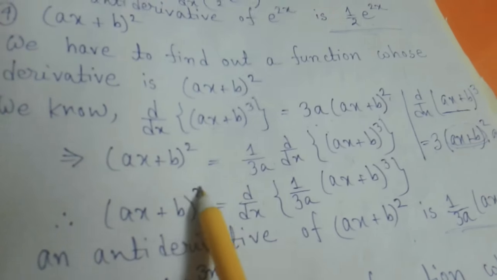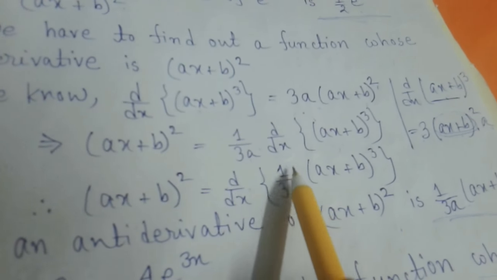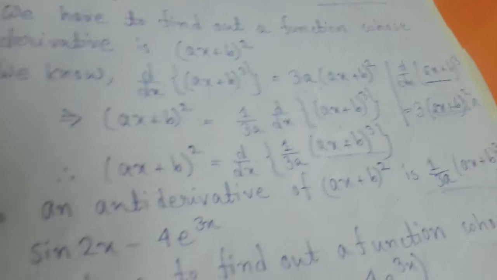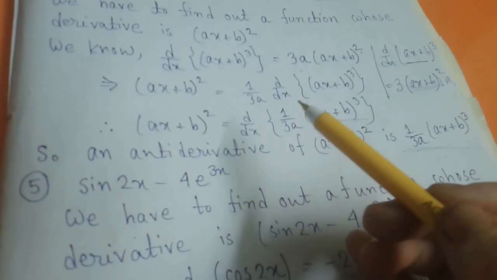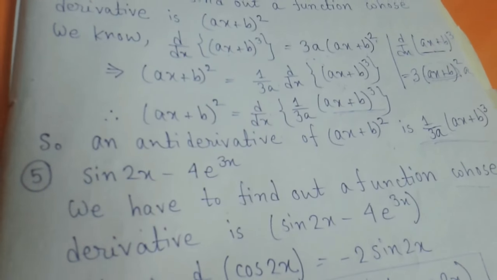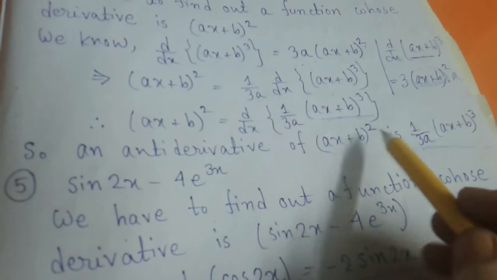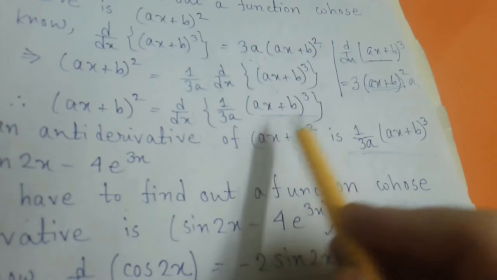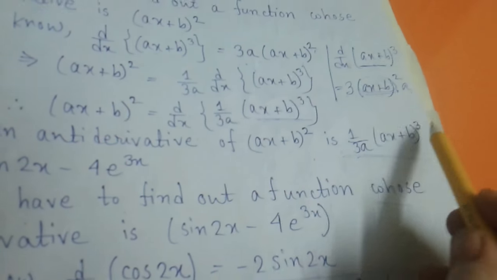that is (ax plus b) whole square equals d/dx of 1 by 3a ভেতরে নিলে 1 by 3a into (ax plus b) whole cube. So by using definition of antiderivative, we have an antiderivative of (ax plus b) whole square is 1 by 3a into (ax plus b) whole cube.